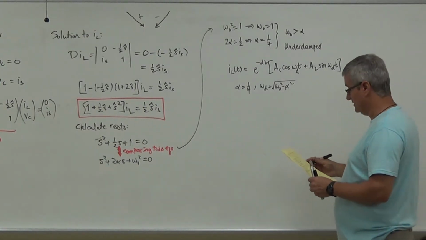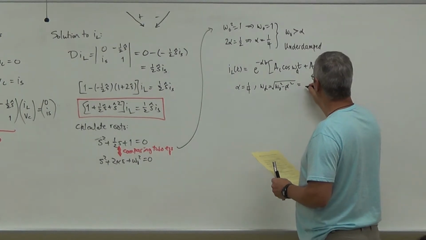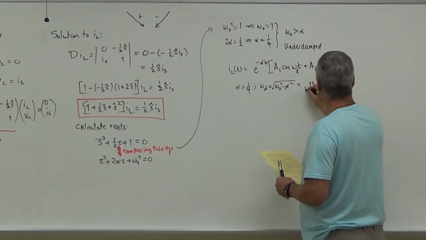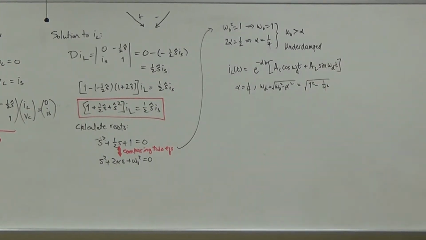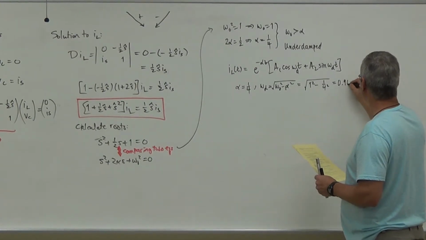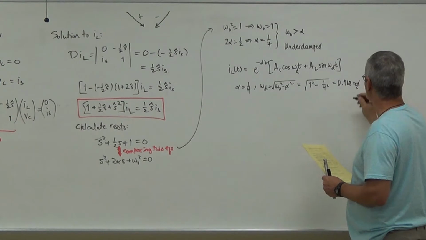So if I plug this in here, what I'm going to get is the square root of 1 squared minus 1/4 squared. So this is not a pretty number. When you calculate this number, I get 0.968. And this is in radians per second.